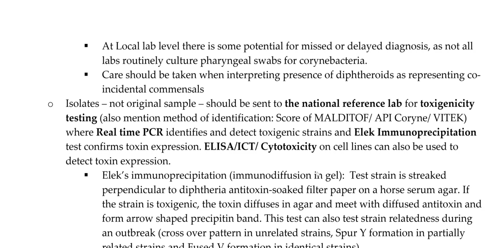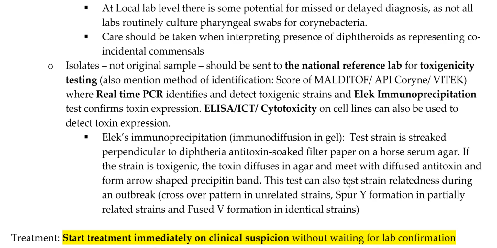That is checked by the immunoprecipitation test known as the Elek test. The Elek test is a classical test. We will learn about it. It is very frequently tested in some of the examinations. But nowadays we have better versions also, that is ELISA and immunochromatography. Even cytotoxicity on cell lines can be used to detect toxin expression. But real-time PCR and Elek immunoprecipitation are the classical way people are doing it.